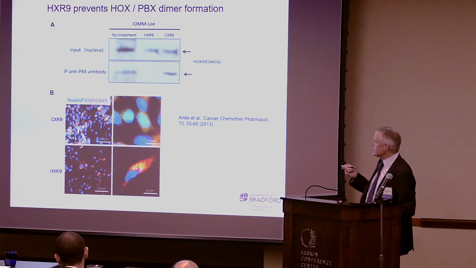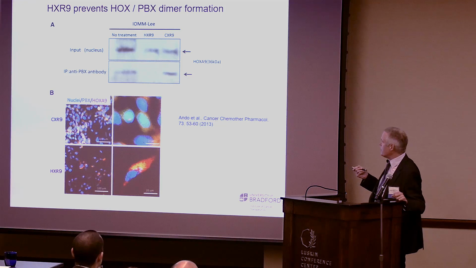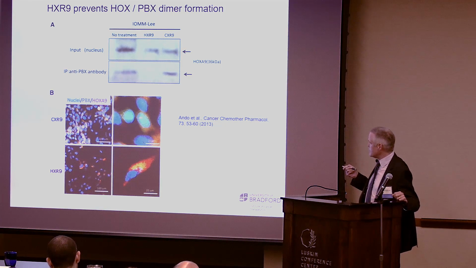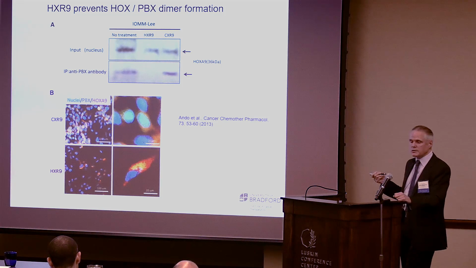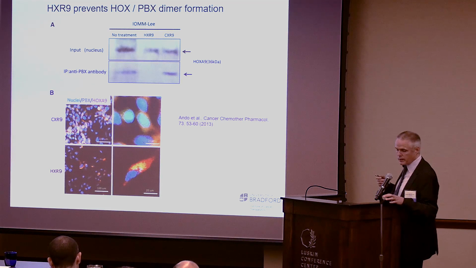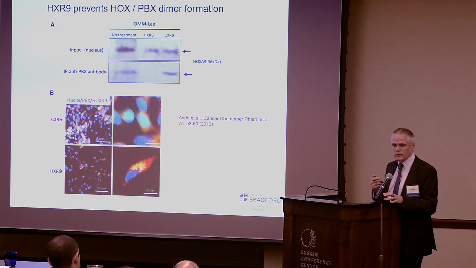And what you find in cells that are treated with this control peptide is that the HOXA9 and PBX bind together to form this dimer, so you get the combined resulting signal throughout the cell, in the nucleus and in the cytoplasm. But it's quite striking that in the cells that are treated with the HXR9 peptide, you only get the HOXA9 signal. That HOXA9 is completely excluded from the nucleus of these cells because it can no longer bind to PBX. So that's what HXR9 does then. It prevents HOX and PBX proteins from binding together.